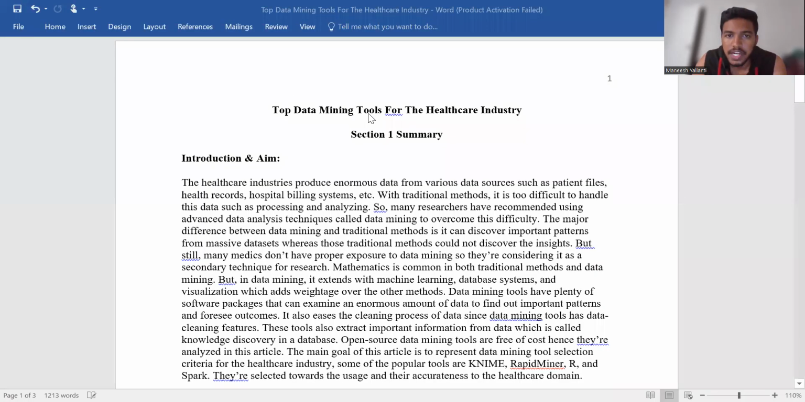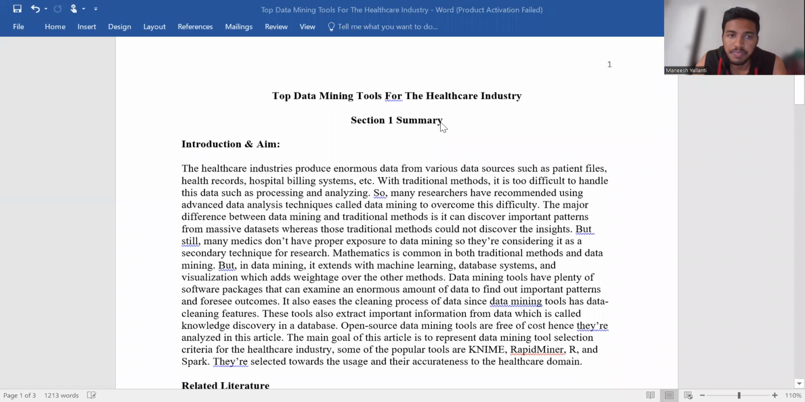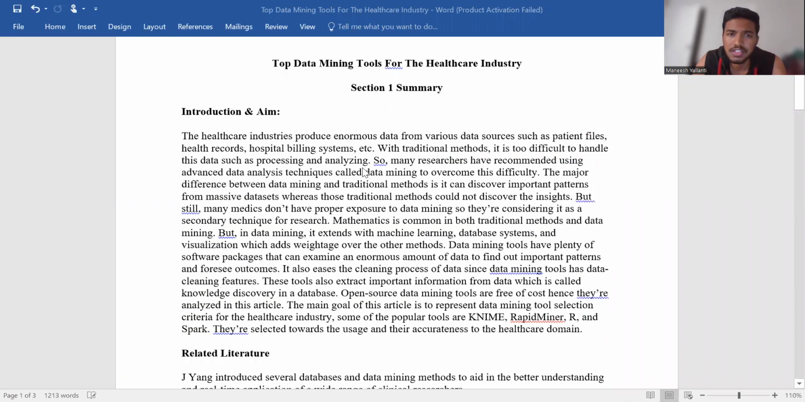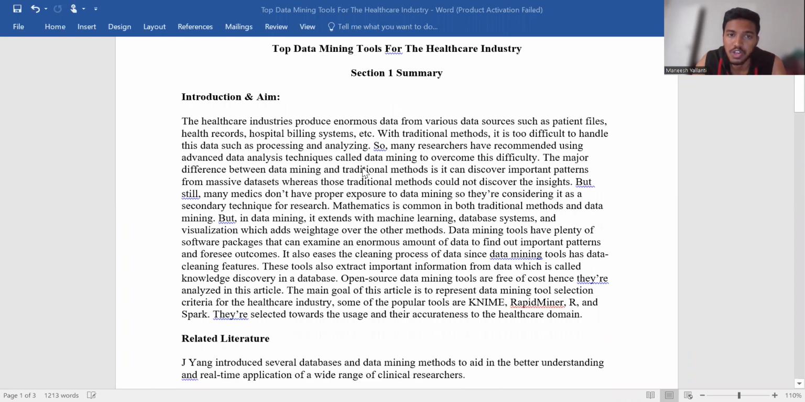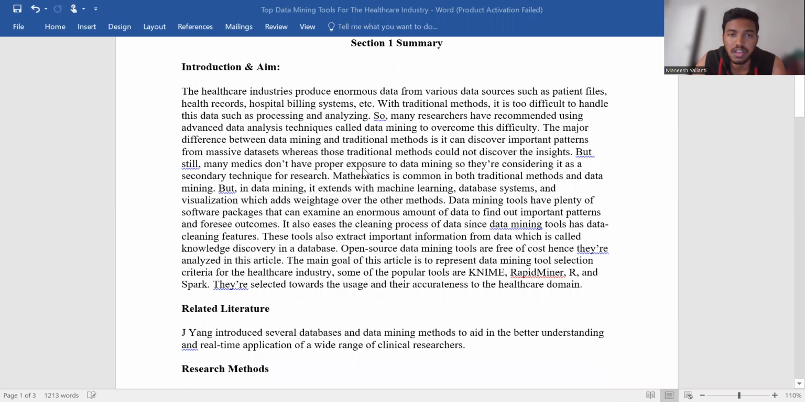Okay, top data mining tools for the healthcare industry. Section 1 is summary and the introduction. The healthcare industry produces enormous data from various data sources such as patient files, health records, hospital billing systems, etc. With traditional methods, it is too difficult to handle this data, such as processing and analyzing. So many researchers have recommended using advanced data analysis techniques called data mining to overcome this difficulty.